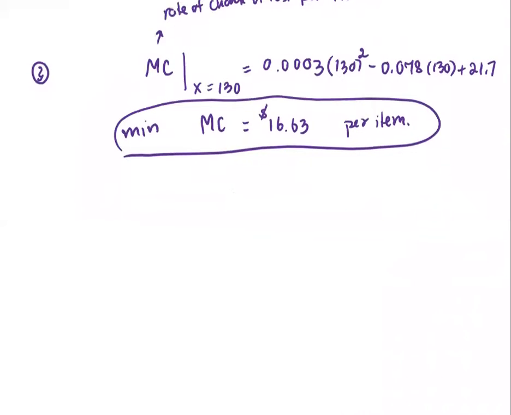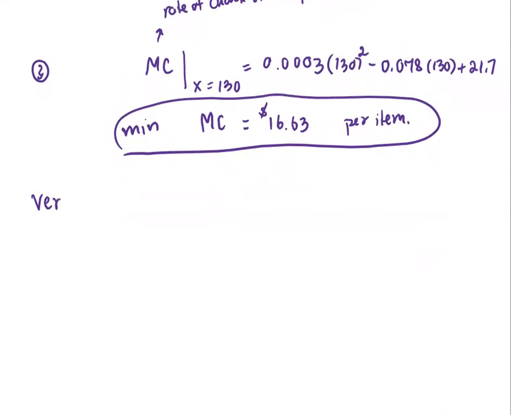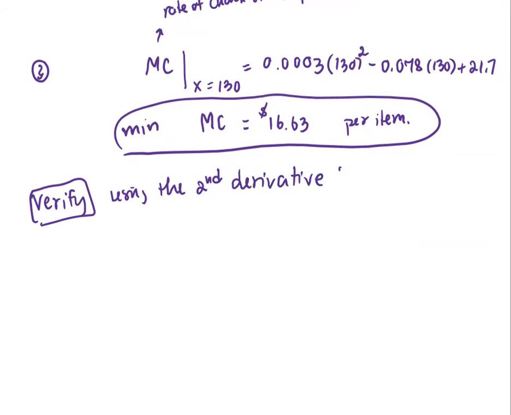And how do we know for sure? We're going to verify it using the second derivative test. The second derivative test says if the second derivative is greater than 0, that's concave up, so it's going to be the minimum. If the second derivative is less than 0, concave down, it's going to be the maximum value.